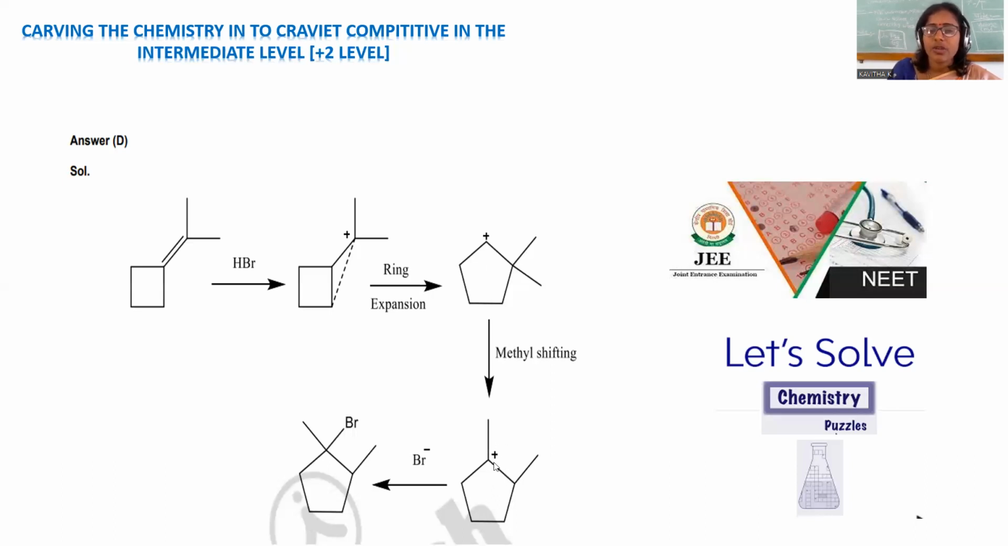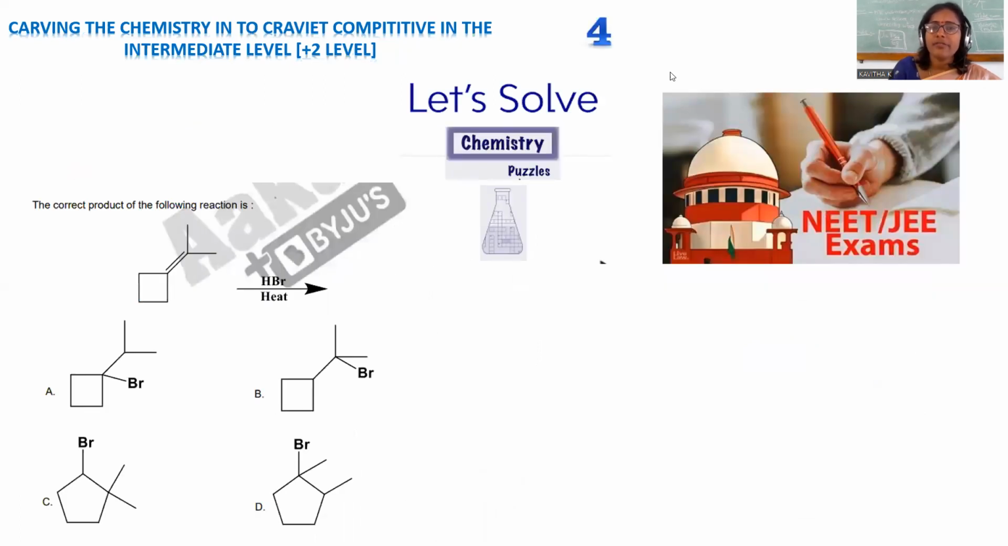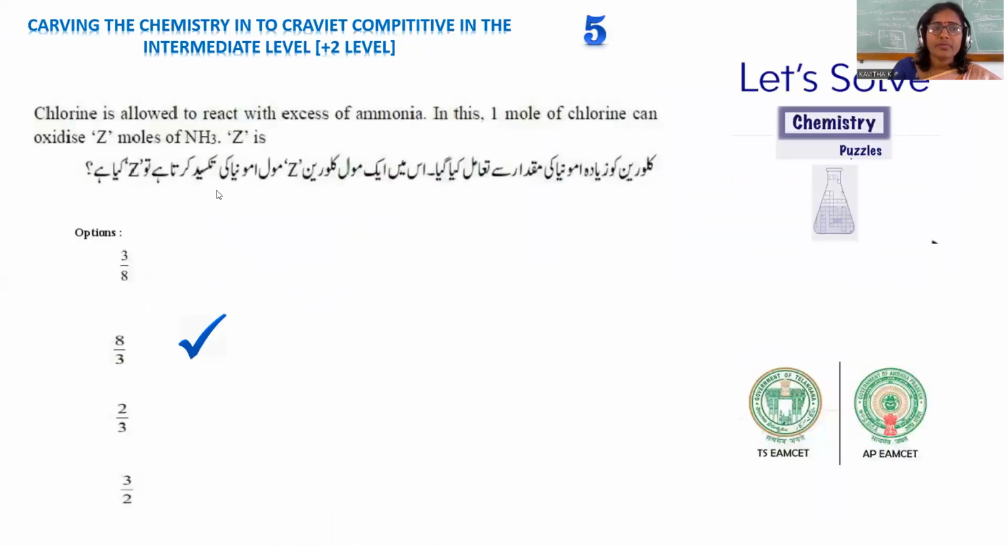This tertiary carbocation, upon reaction with another bromide ion, will give the bromo substitution at this ring position. That is clearly given in option D. For question number 4, option D will be the right answer. Let's go with question number 5.